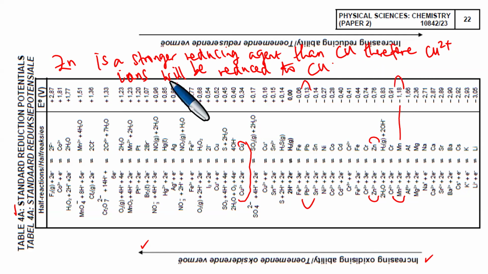Therefore, the copper 2+ ions will be reduced to copper, because zinc is a stronger reducing agent than copper. The copper 2+ ions will gain 2 electrons and therefore will be reduced to copper, because zinc is at the bottom. If you go down, it's increasing reducing ability. So zinc is a stronger reducing agent than copper, and therefore the copper 2+ ions will be reduced to copper.